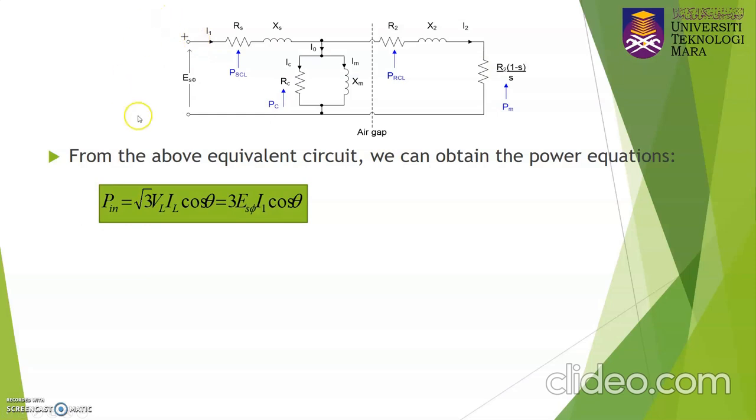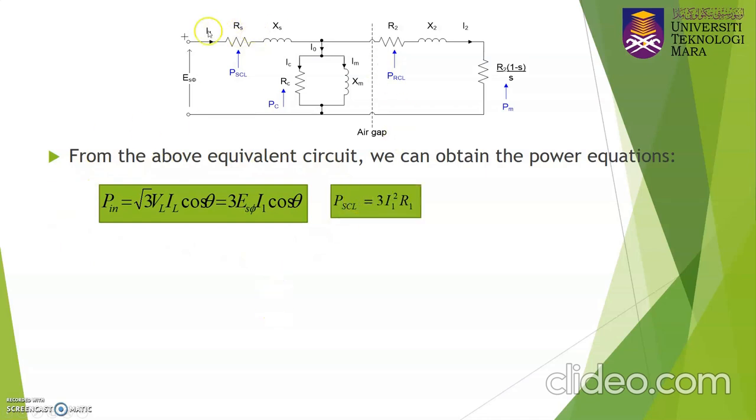Usually, the P in, the input power to the induction motor, is given by square root 3 multiplied by V line to line multiplied by I line cos theta. Why do you have square root 3 here? Because the input supply is coming from the 3 phase supply, but here we consider per phase. So the formula is square root 3 multiplied by VI cos theta. Or, if you convert from V line to line to the phase voltage, you can use the formula 3 multiplied by phase voltage multiplied by I1 cos theta. So this is the formula of the input power.